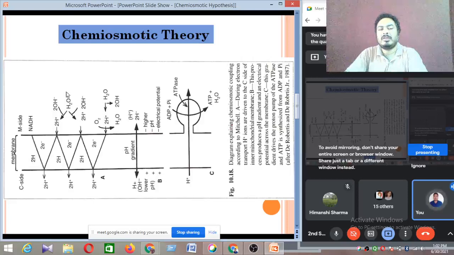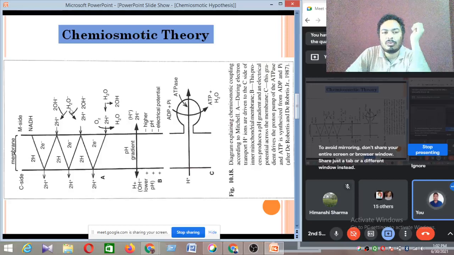When the water molecule is broken down, it releases 2 OH negative ions and 2 H plus ions. Then these 2 H plus ions cross the membrane and are released into the perimembranous space, and the 2 OH molecules remain in the matrix. So 2 OH remain in the matrix by breakdown of the water molecule, and 2 H plus are released through the complexes to the perimembranous space.